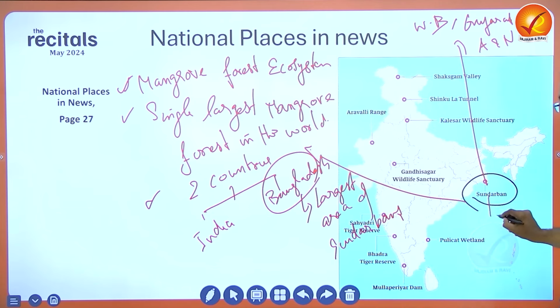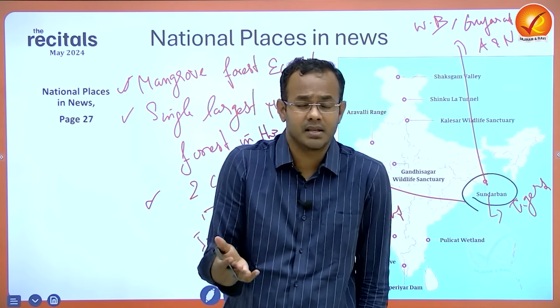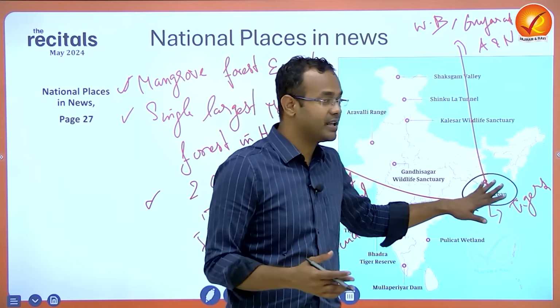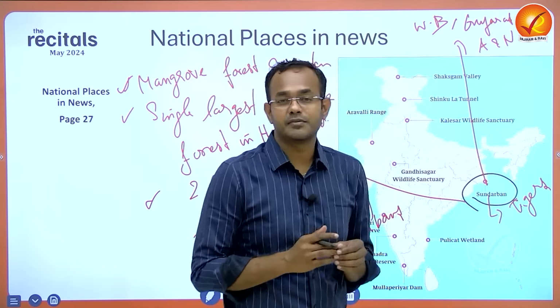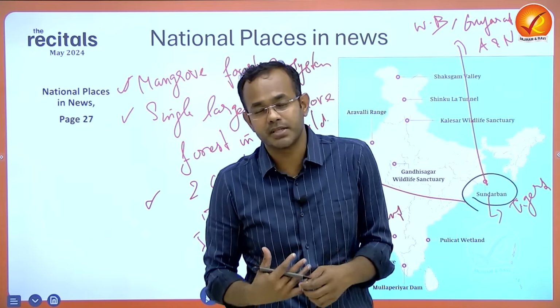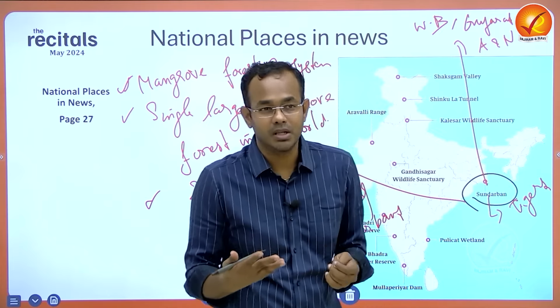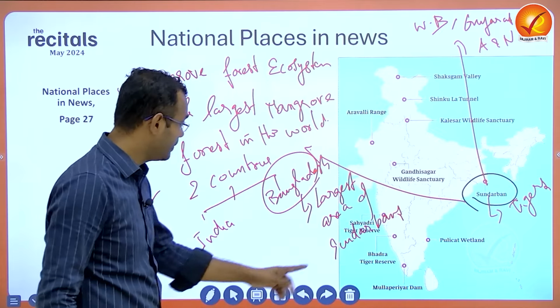And Sundarbans is the only mangrove forest in the world where tigers are present. Tigers are present in all other regions, but within mangrove forests, Sundarbans is the only area where tigers are present. The speciality of these tigers is that they are excellent swimmers and they also consume fishes as an adaptation to the ecosystem. Royal Bengal tigers.